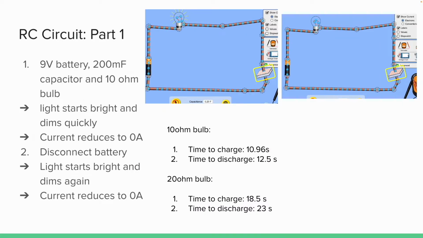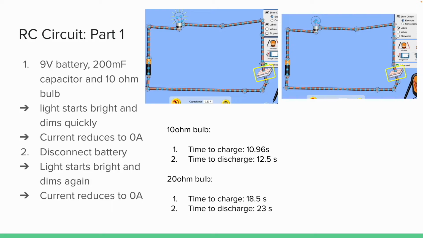Next, we introduce a light bulb into our circuit. So now we have a 9 volt battery, a 200 millifarad capacitor, and a 10 ohm bulb. When we attach the circuit, we can see the light starts really bright and then dims really quickly, and the current goes down to 0. Next, when we disconnect the battery, it does the same thing. The light gets really bright and dims again, and the current reduces from its maximum all the way down to 0.